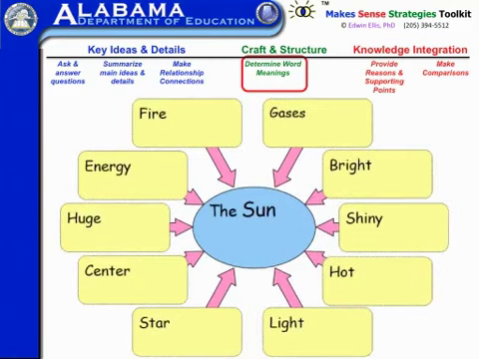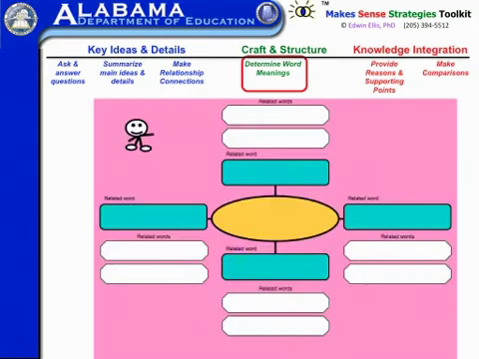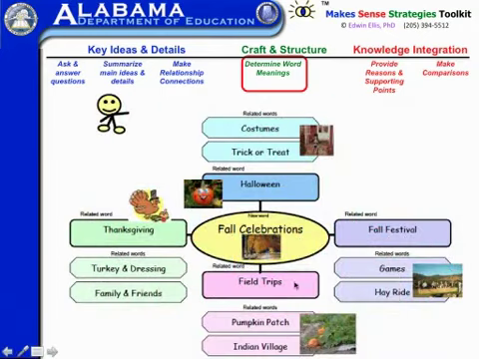Here's a basic semantic web, which are just basically related words. This one has what's the key word, what are words related to it, and then for each word, what are other specific related words.